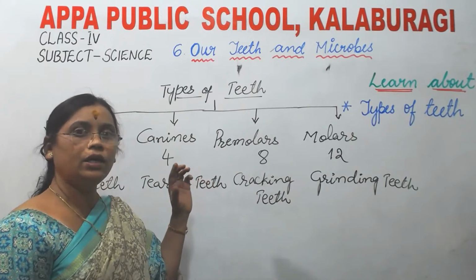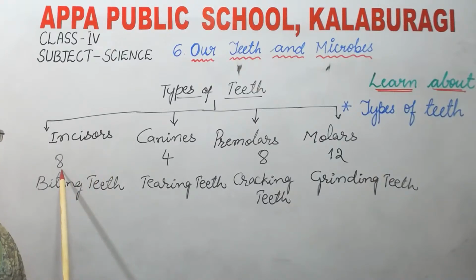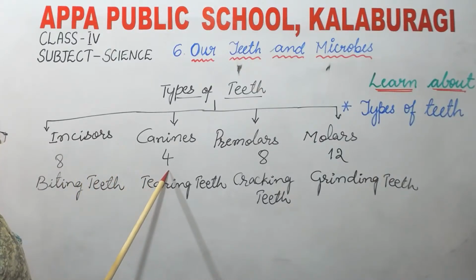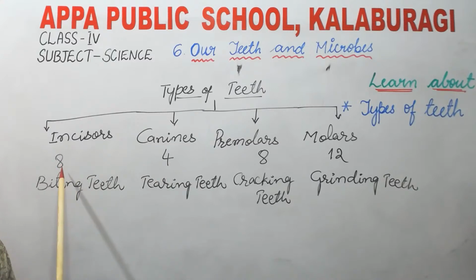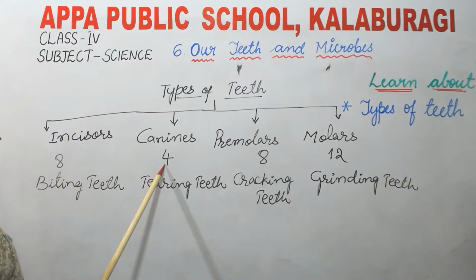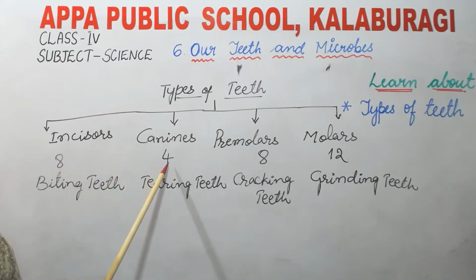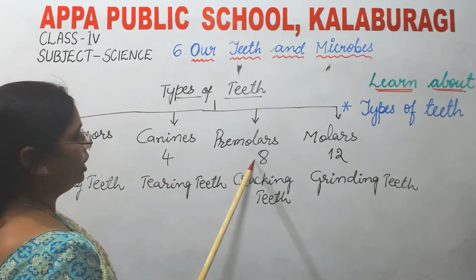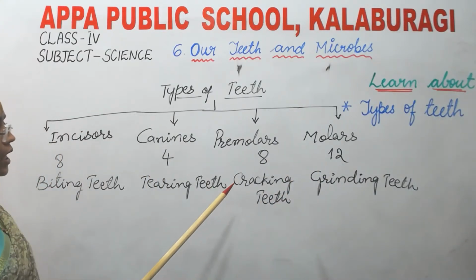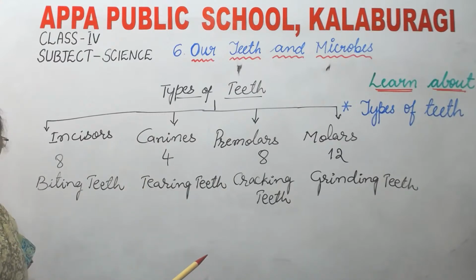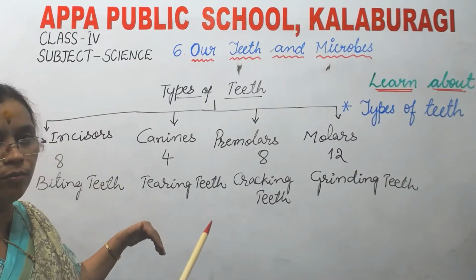So if you learn in an easy way, how to do that? See, I have 8 incisors and half of it are canines. Half of 8 is 4. So like that you have to remember. Once again, I have 8 incisors and half of it are canines. Again 8 premolars and 12 teeth are molars. Like this you can remember it easily. About the function also, which type of teeth carries out which function, that you also have to remember.